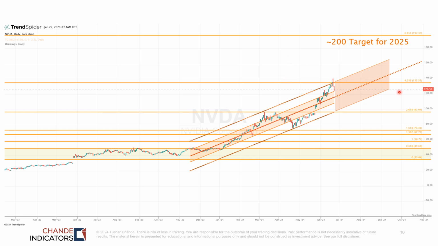This is the Fibonacci extension past the 4.236 level to the 6.854 level, which is currently 197. So that's basically 200. This is the automatic regression channel indicator, and we're just extending the center line, and we are at November here, and you see we're still somewhat below the $200 target. So it's reasonable to expect that Nvidia might be able to get to 200 in the 2025 calendar year.